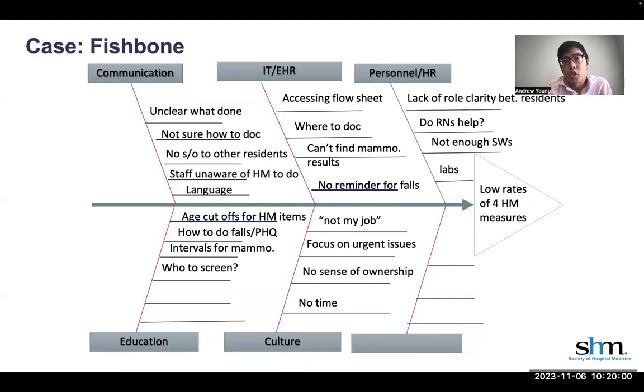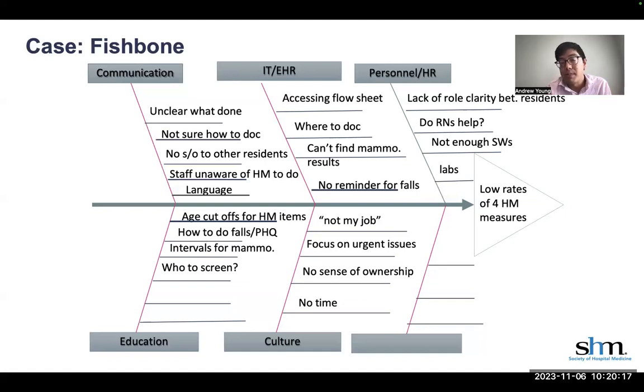Maybe people are unsure how to document it. So that's why there's a low rate of health maintenance measures. Maybe there's no sign out to other residents. So one resident is like, oh, we need to do this health maintenance measure, but they're not signing it out to the next resident. Or maybe the staff are unaware of the health maintenance to do.